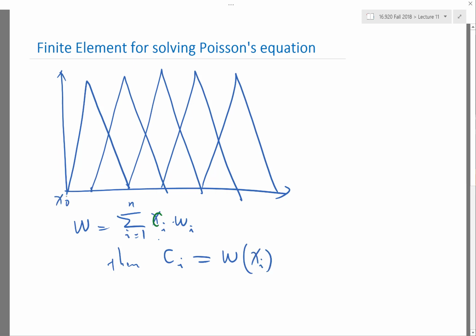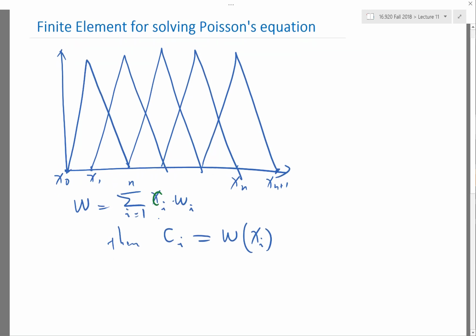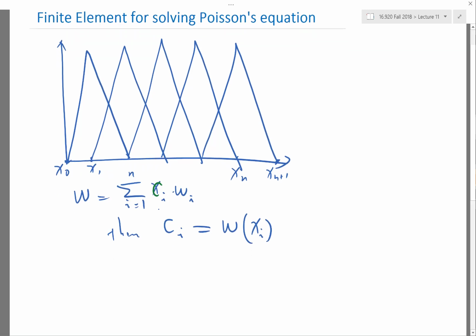So this is x0, x1, etc. This is xn plus 1. Let's say we have n degrees of freedom, right? So this function also would satisfy the zero boundary condition, which is required by our space, by our boundary condition. Okay? So this constraint uniquely defines the set of basis functions, and this is the basis function.